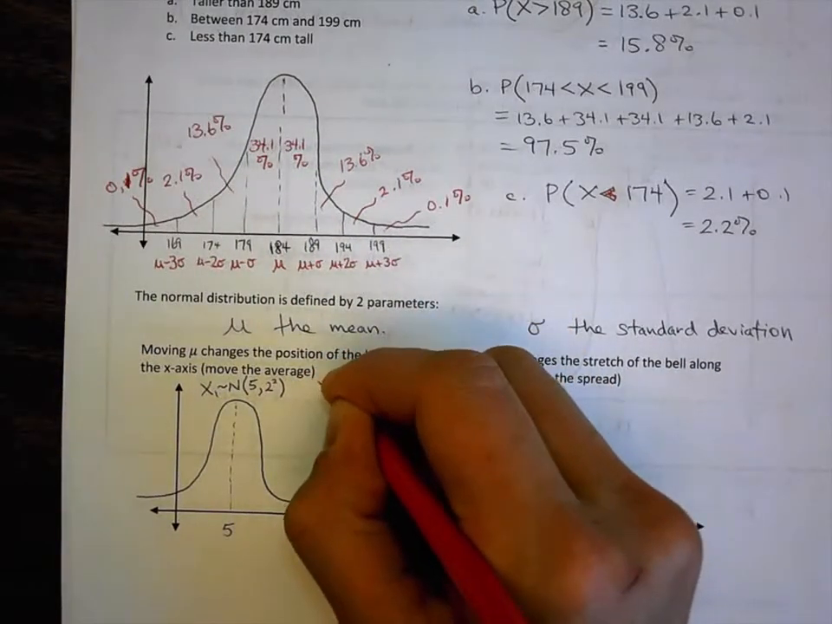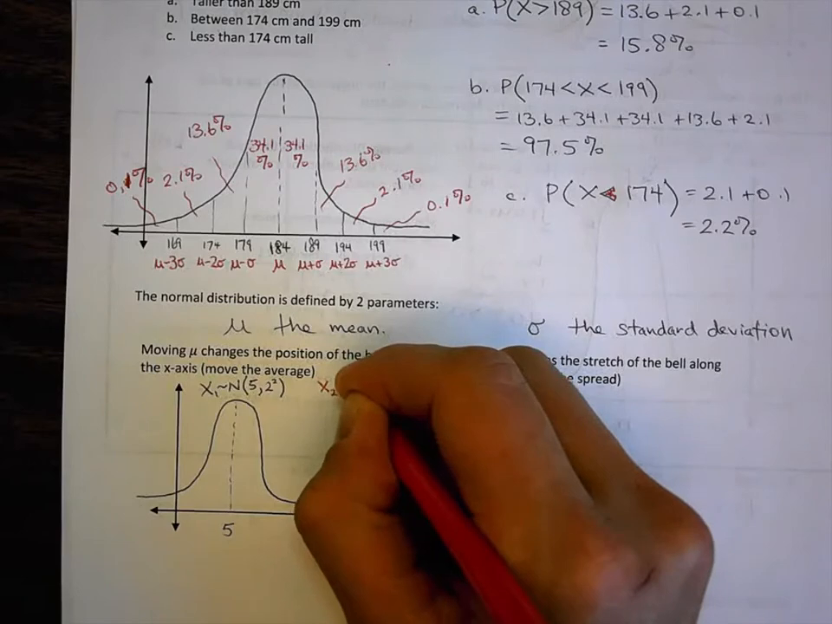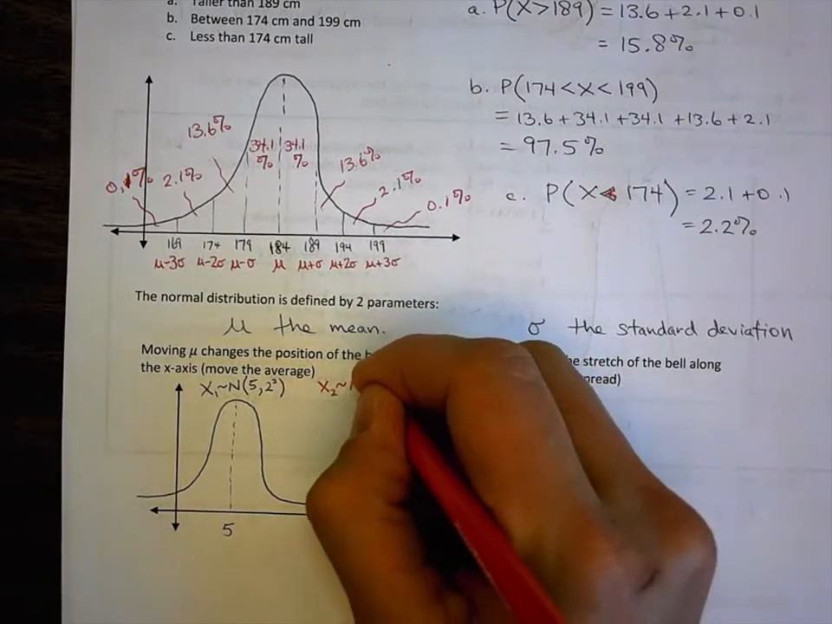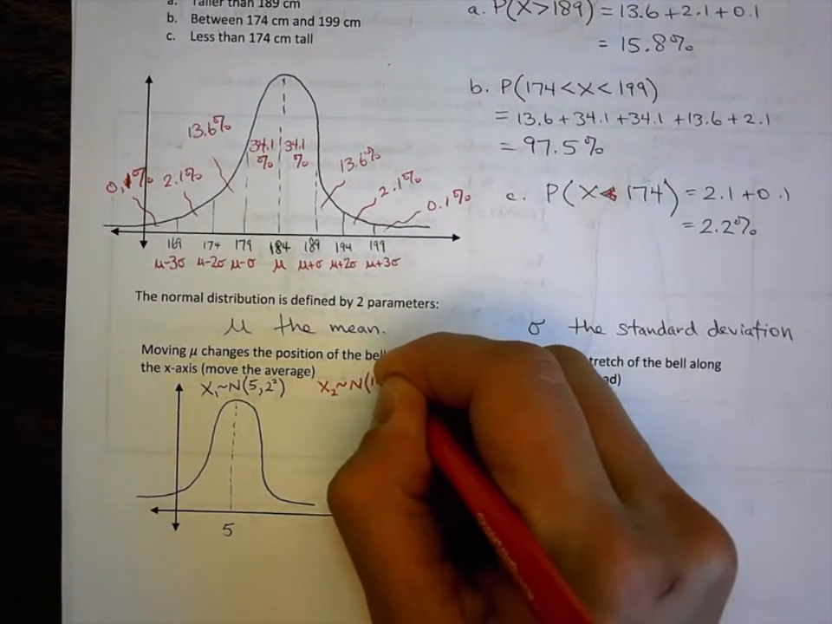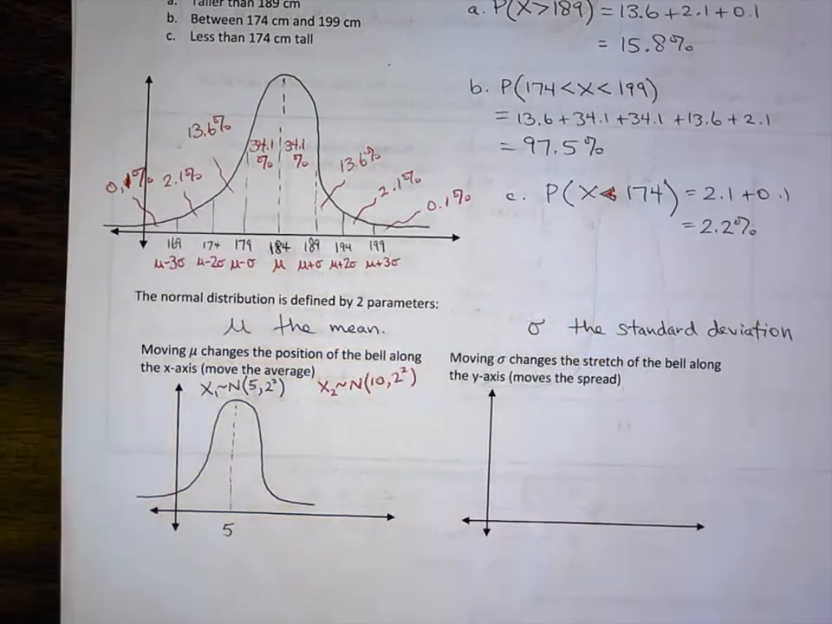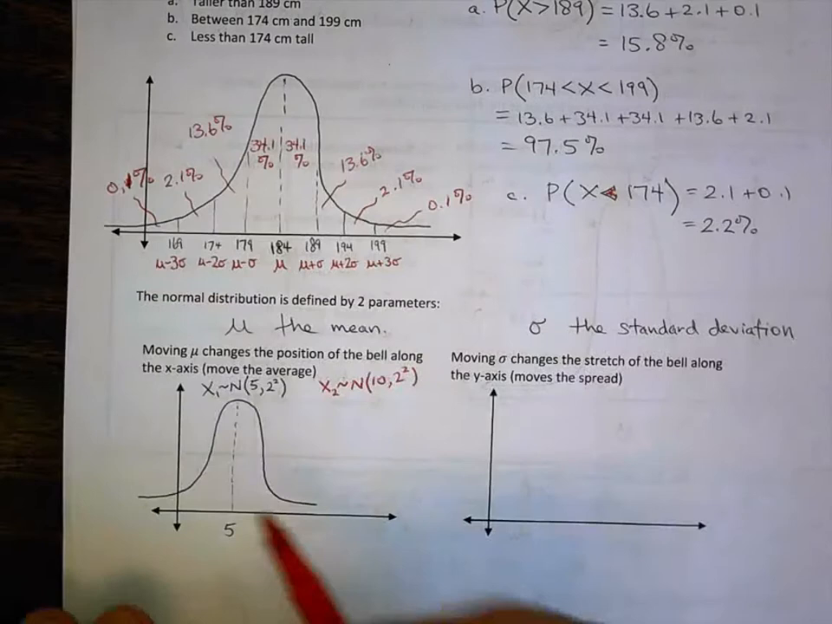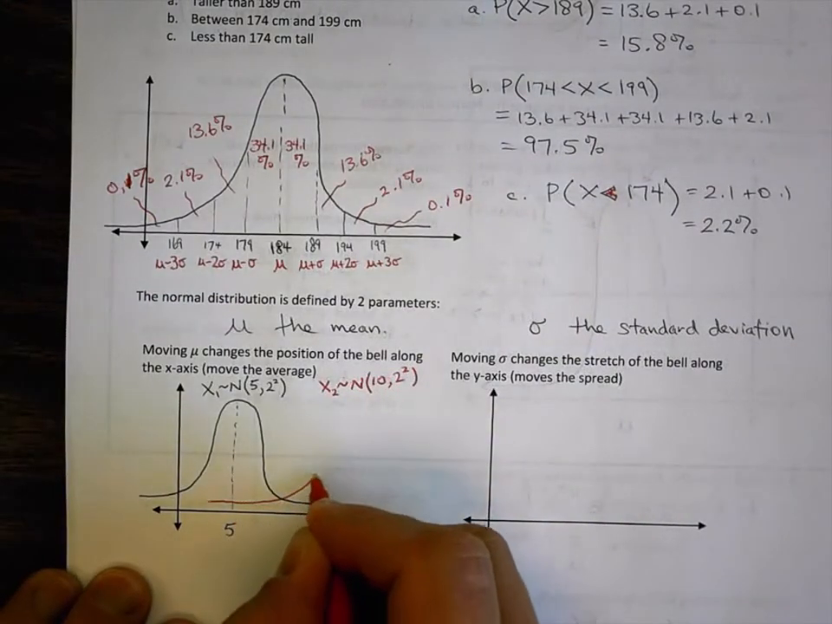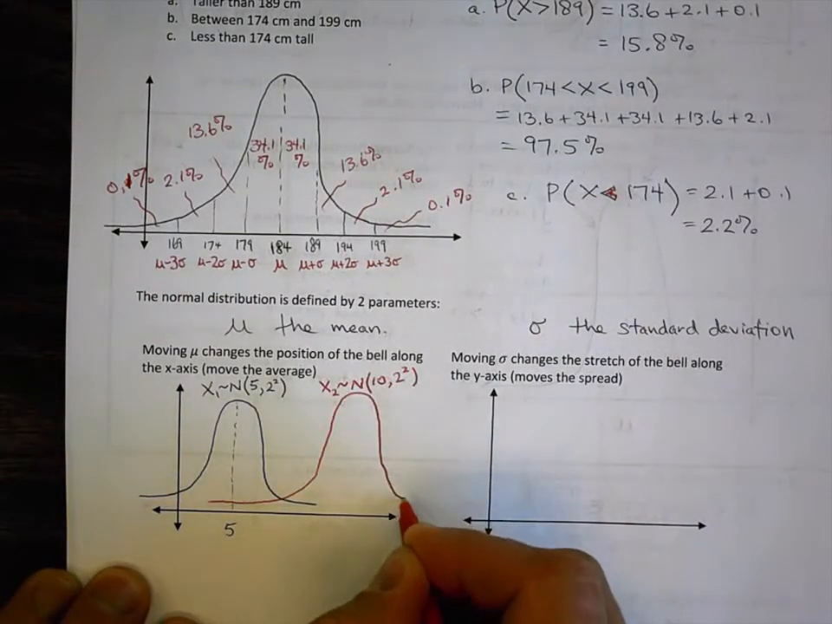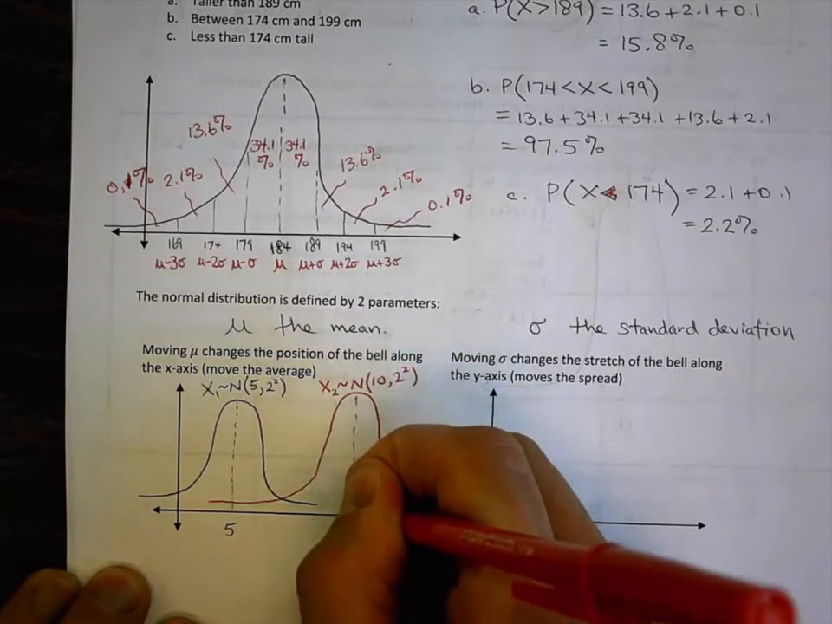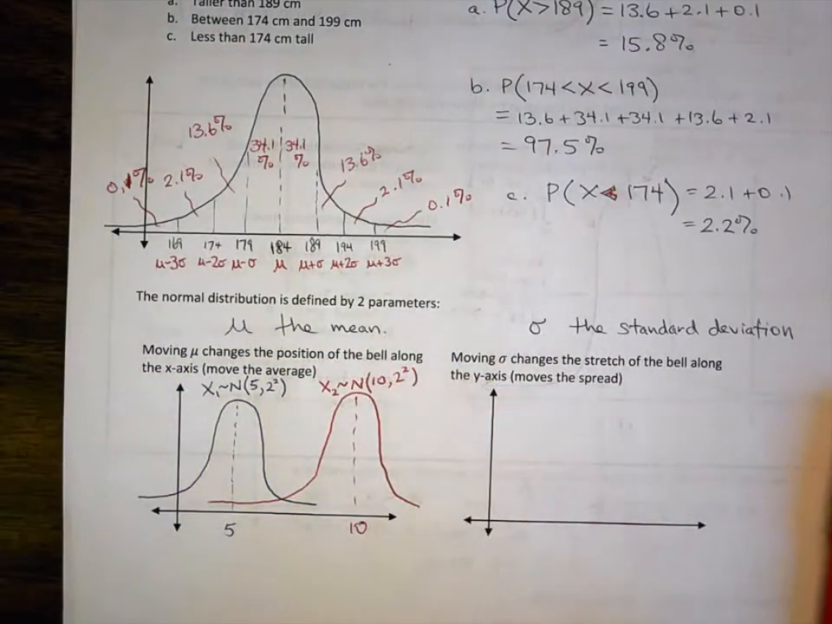Now, if I wanted to plot x2, a random variable that follows a normal distribution, but this time the average is 10 and the standard deviation doesn't change. The shape of the graph is the same, I've just moved it up, because now the mean is 10. So the curve is in a different location.